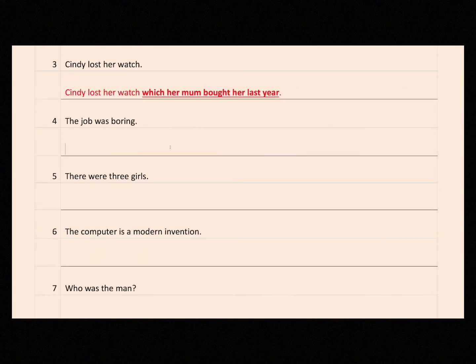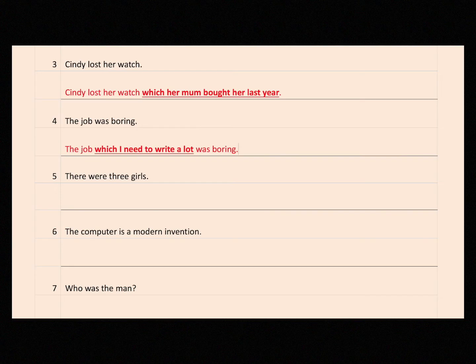Okay. Let's also look at number 4. For number 4, the job was boring. Let's try to extend the meaning of the job. The job, say for example, which I need to write a lot, was boring. Okay, so let's find the relative clause. It's here. The job which I need to write a lot was boring.